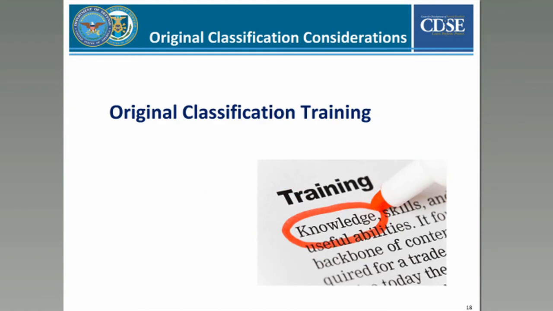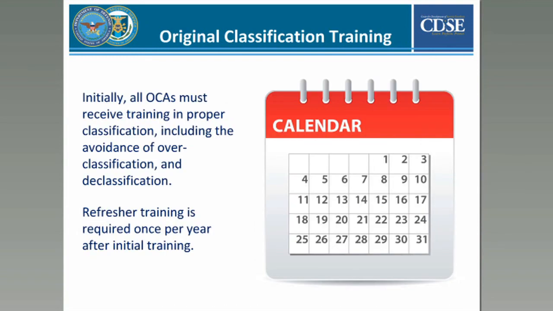We'll now switch gears and discuss original classification training. What training is required to be an original classification authority? OCAs must be trained extensively before they can start executing their authority to originally classify information, and they must receive refresher training once a year after the initial training. The training shall address OCA responsibilities and classification principles, proper safeguarding of classified information, and the criminal, civil, and administrative sanctions that may be brought against an individual.